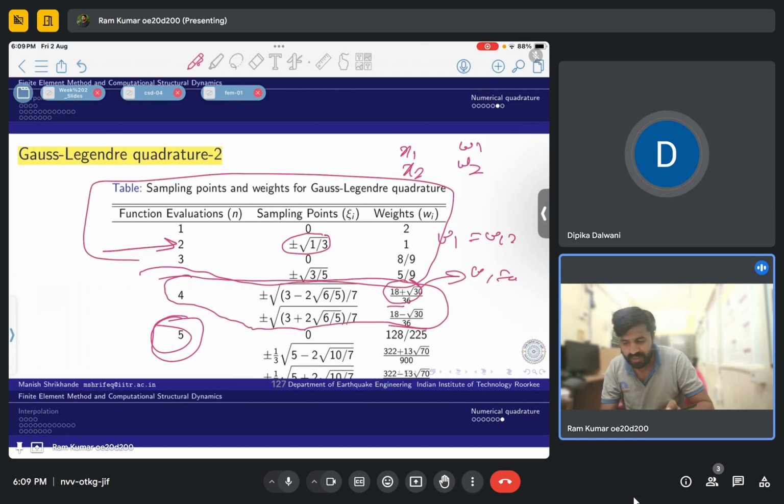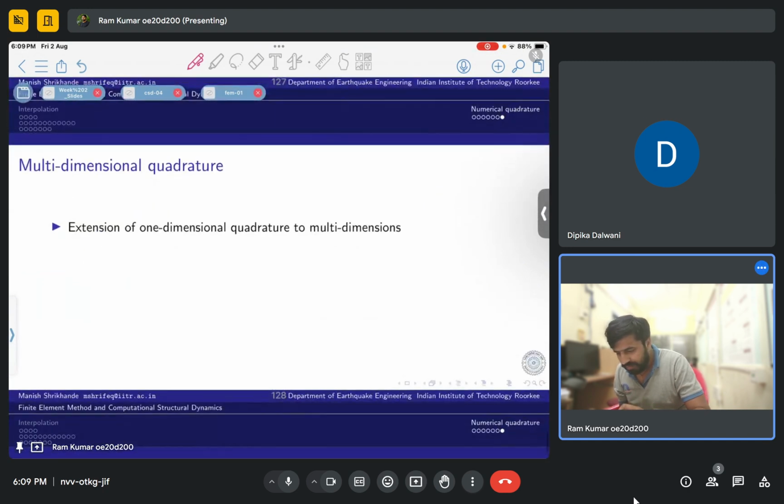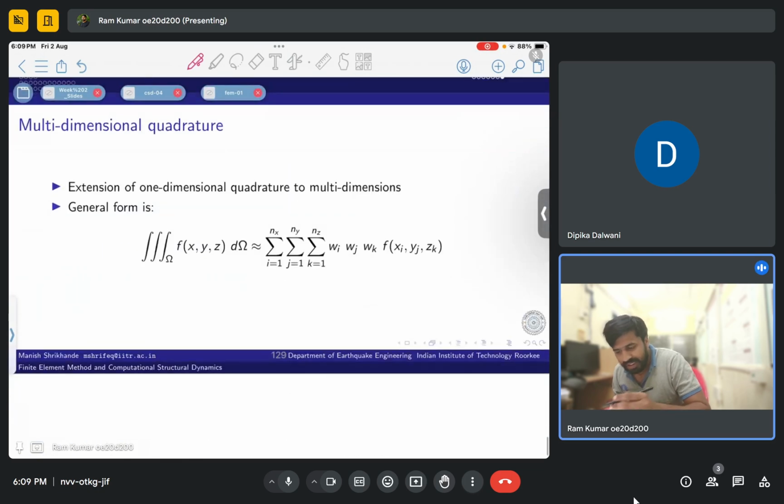We are not going for 4 and 5 because it will be a little bit complex. But when we are writing any MATLAB code or Python code, we can go for 4, 5, or more than 5 also. But when we are doing it by hand analytically, then we have to go through only 3, 2, or 1. Then okay, I will give you one example. So this is a general rule.